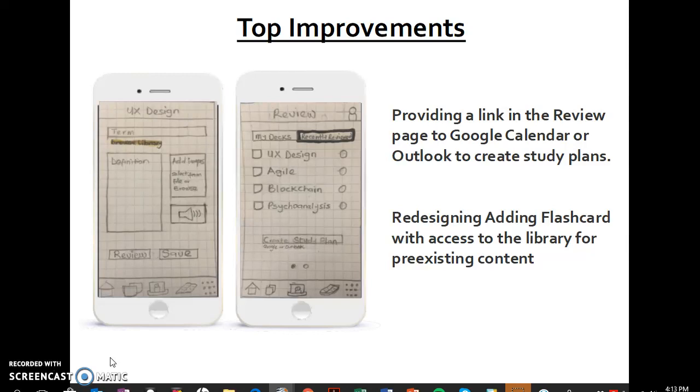There were two main things that I did. The first was providing a link in the review page where users can create a study plan that is linked to Google Calendar or Outlook, whichever is convenient. The other was redesigning the flashcard so you can have access to the library. This makes it easy for the user to connect with the library and add pre-existing information or content to his flashcards. It makes it easy to use. Being a version 2, there's still a whole lot more that needs to be done.